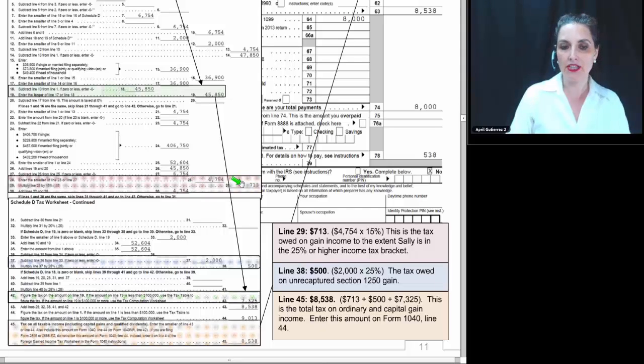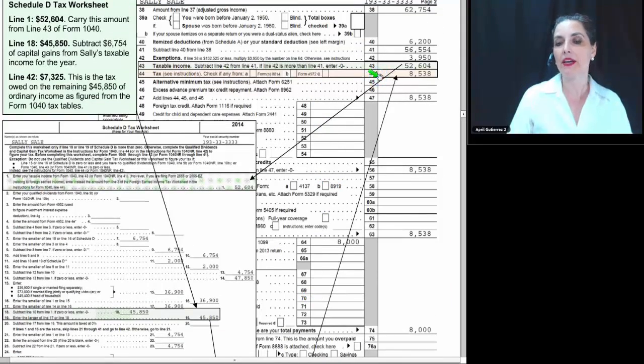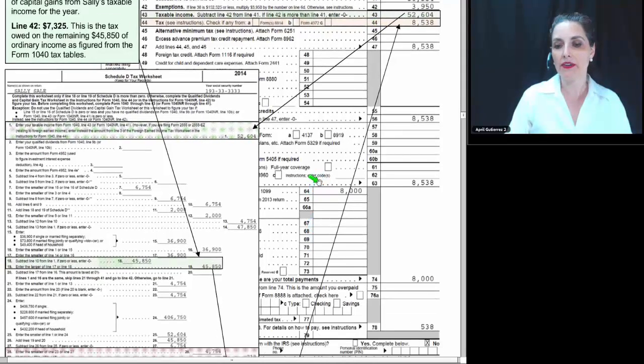So the total tax that we're going to enter on Sally Sales return is $713 plus $500 plus $73.25. That equals $85.38. And that becomes the tax that is entered on her return. Ultimately, she has a little bit of under withholding, so she owes $538 for the year.